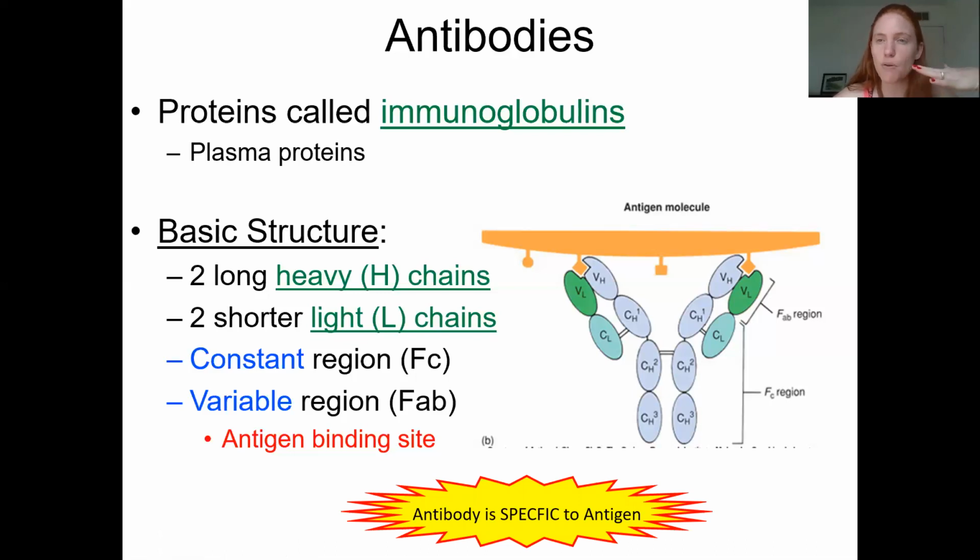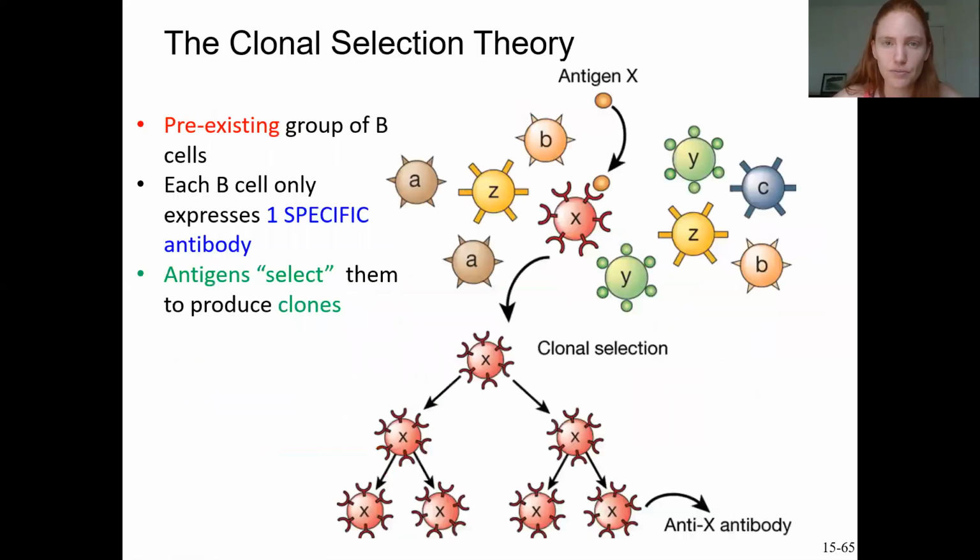Okay, so remember when we talked about the adaptive immune system is specific? This is why. The antibodies are proteins that only bind to specific antigens. Okay, so let's talk about what happens when they wander around. This is called the clonal selection theory. And like most things that are named in anatomy and physiology, each word has a purpose. Okay, so let's talk about the first one.